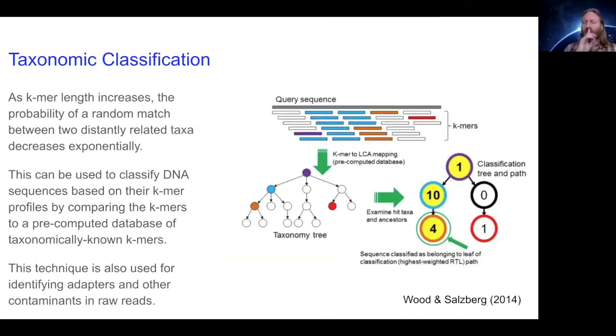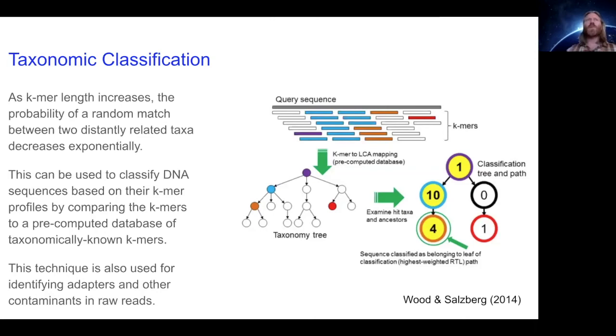So to get on to the point of this lesson and the demo that we're going to do, Kmers are also extremely useful for taxonomic classification. And that's because as the Kmer length increases, the probability of a random match between two distantly related taxa decreases exponentially at the same rate that we saw the number of Kmers was growing earlier. So this can be used to classify DNA sequences based on their Kmer profiles by comparing the Kmers to a pre-computed database of taxonomically known Kmers.